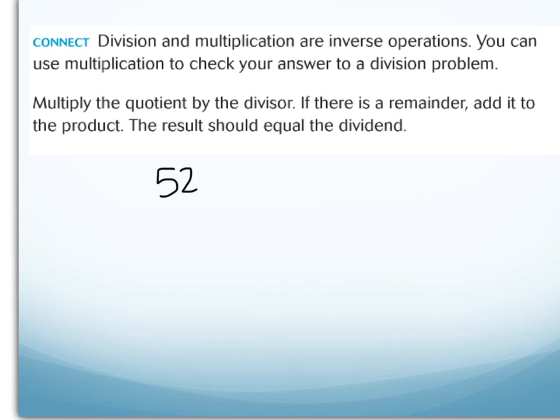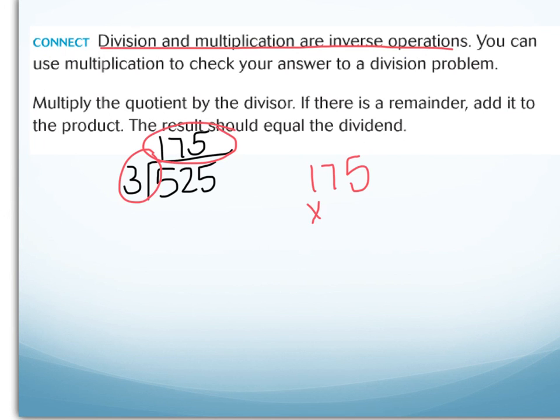Since 525 divided by 3 gave us the answer of 175, we can use the inverse operation. Since multiplication and division are inverse operations, I can check my answer using multiplication. To do that, I'm going to multiply my quotient by my divisor, or 175 times 3. Since 3 times 5 is 15, and I regroup my 1, 3 times 7 is 21, and 1 more makes 22, and I regroup my 2, and 3 times 1 is 3, plus 2 is 5. Since my result to my multiplication, or my product, matches my dividend, I know that my answer is correct.